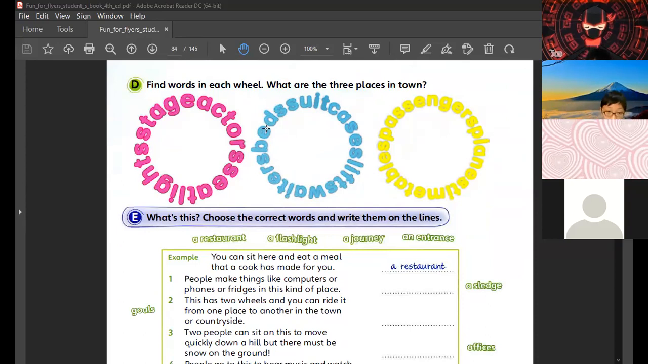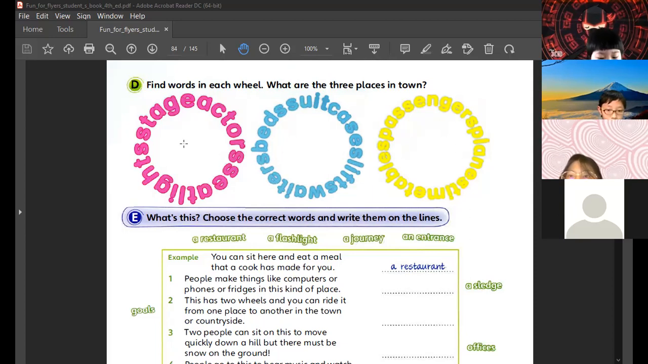So I want you to send it in a message to me. Send in a Zoom chat message. Remember to send it to me, don't send it to everyone. Send it to me. What are the words and what is the place that they talk about? Okay, so there are 3 circles.